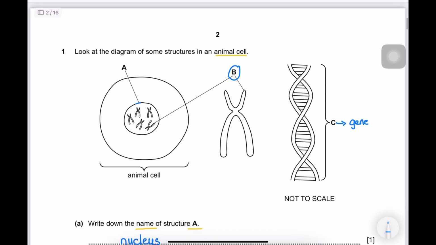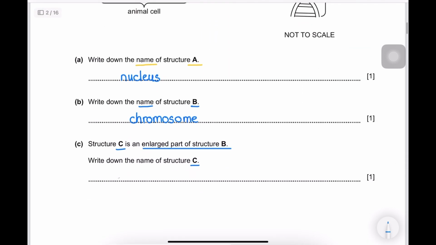Structure C is a gene, a section of DNA that determines traits. Easy, right? Let's move on.